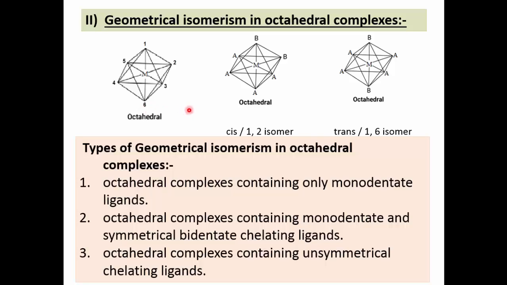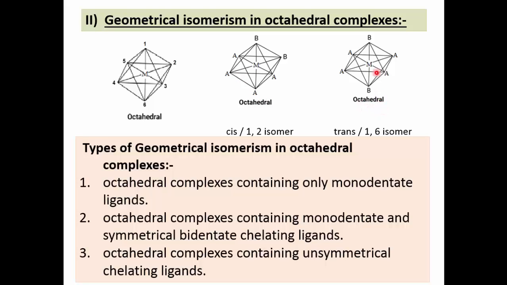Now, which structure is called cis? When same ligands are placed at 1 and 2 position, at that time it is called cis isomer, or it is also called 1,2 isomer. In case of this, at third, fourth, fifth and sixth position, another ligand is placed. Now, in case of trans isomer, what happened?